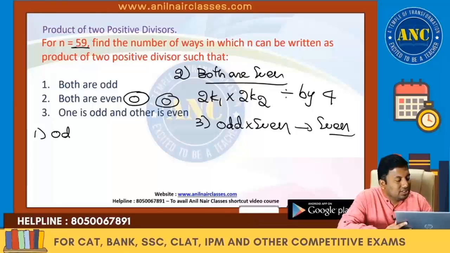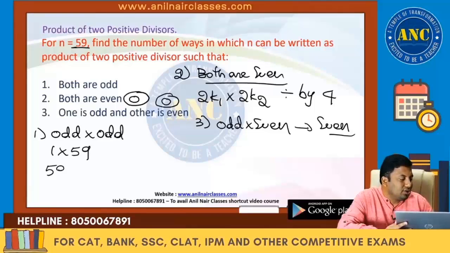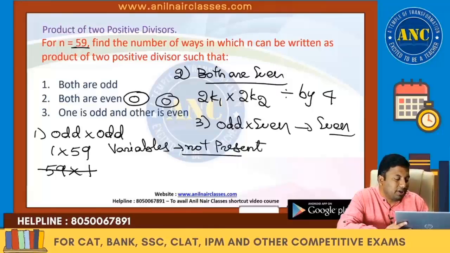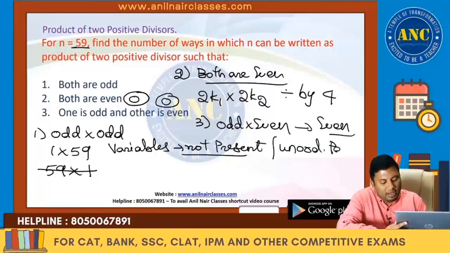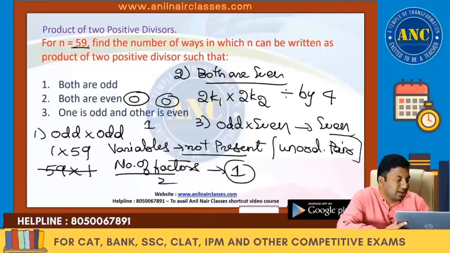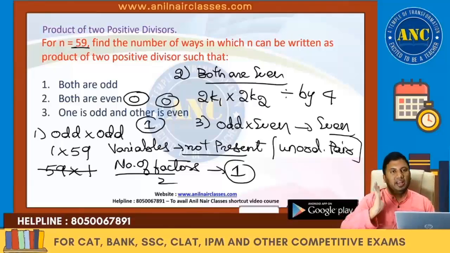First case, which is nothing but odd into odd. Odd into odd is nothing but 1 into 15, 9. 59 into 1. Reverse case cannot be taken. Why? Because if variables are not present in the question, then it is an unordered pair. In an unordered pair, answer is nothing but number of factors divided by 2. So 2 divided by 2. Third one, answer is 1. I hope the idea is clear, right?